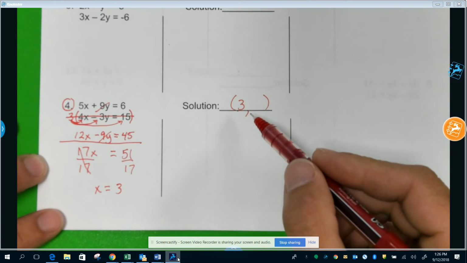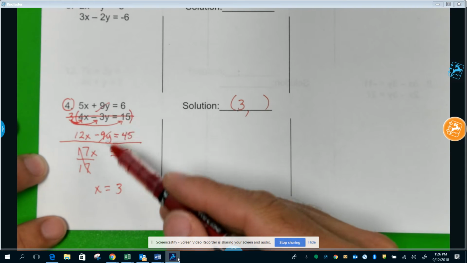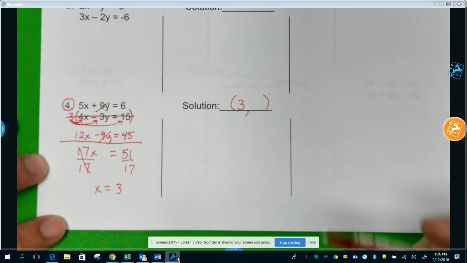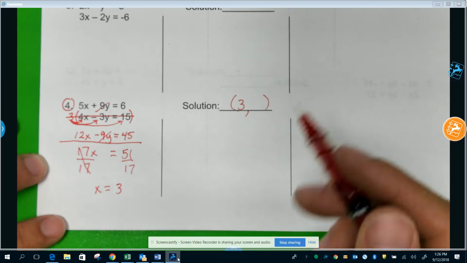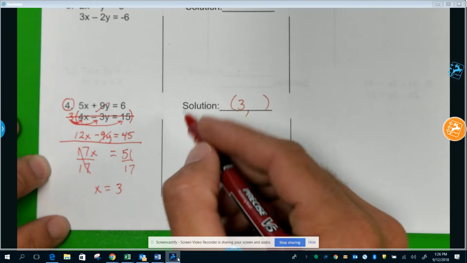So now I need to take that 3 and plug it in. Either equation you choose. You actually have 3 to choose from now. Any equation you choose, you can plug your x in and solve for y. I'll just use the top equation.